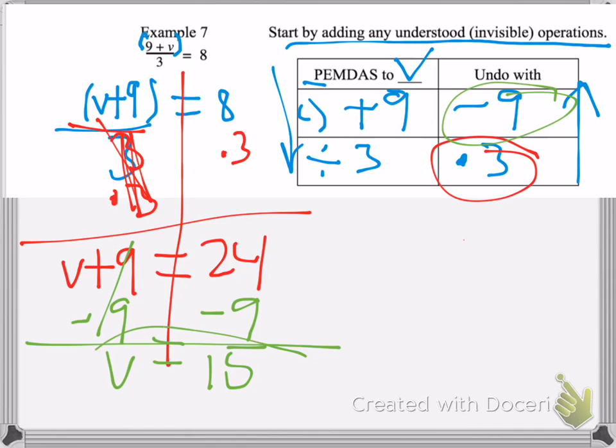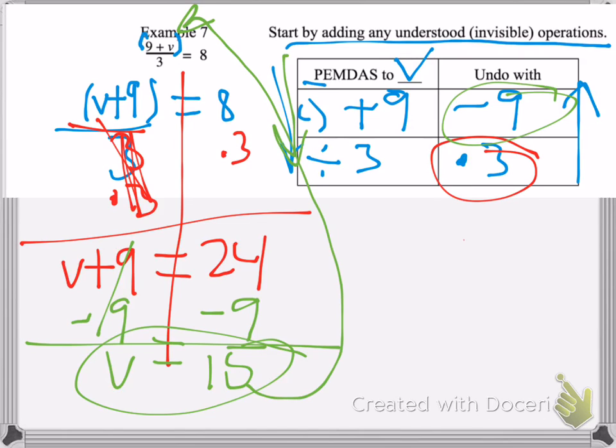15. So I can put my 15 back in for v to double check my answers and follow that order of operations down. Kind of works in a little circle, but not going to waste your time too much with the theory. One more, I think.